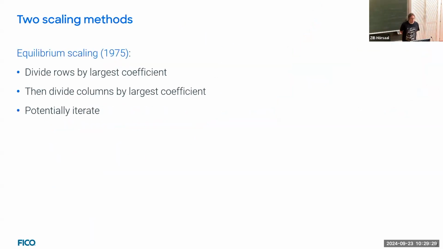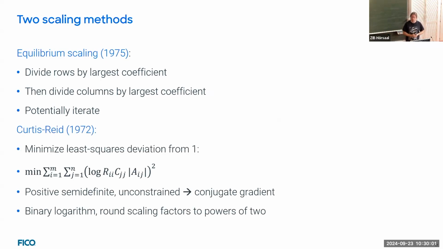Good. The 2 scaling methods that I've been teasing beforehand are equilibrium scaling, which just means you divide every row by the largest coefficient. So this will bring everything to less than or equal to 1. Then you do the same for the columns. This might scale up some of the rows again, and you can potentially iterate this either until you reach a fixed point or you feel like you're done with this procedure.